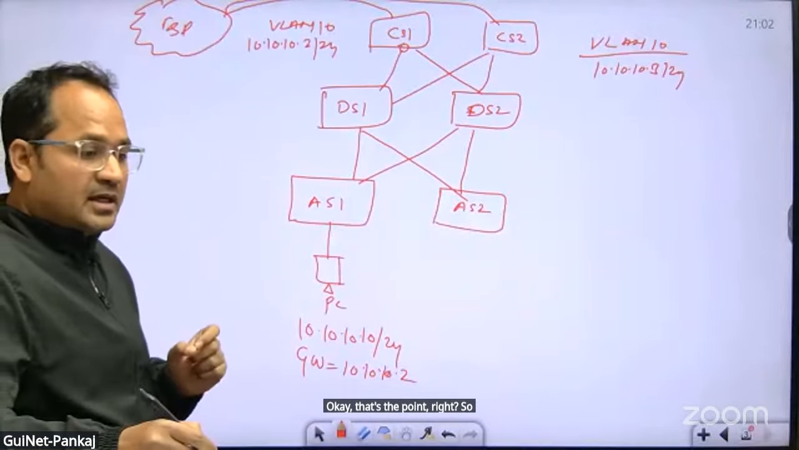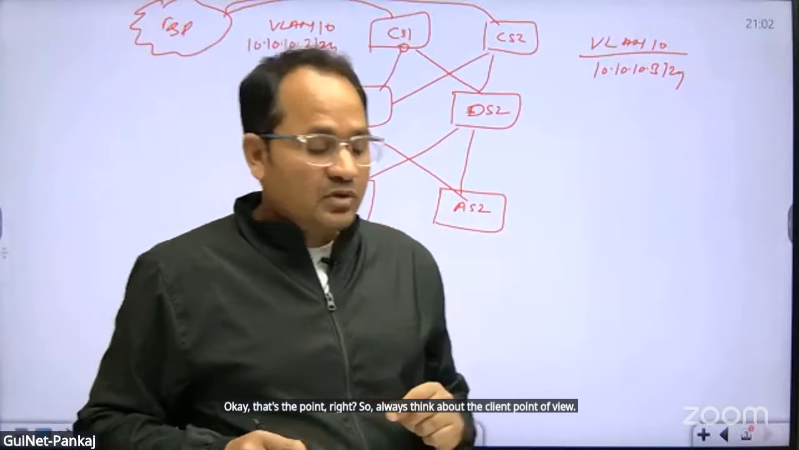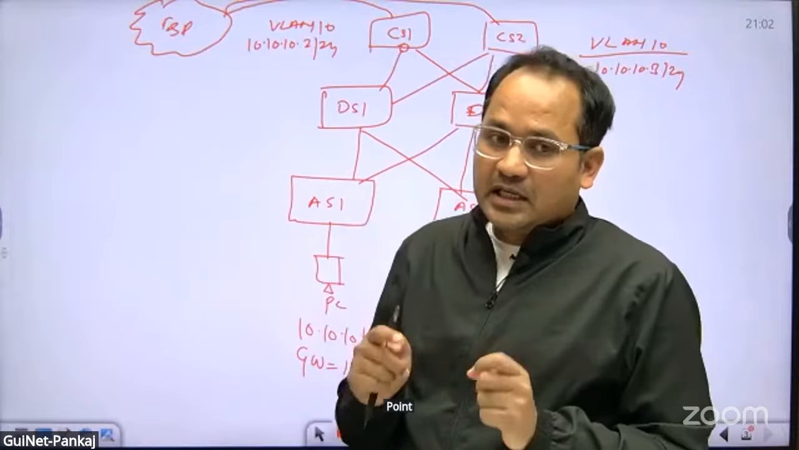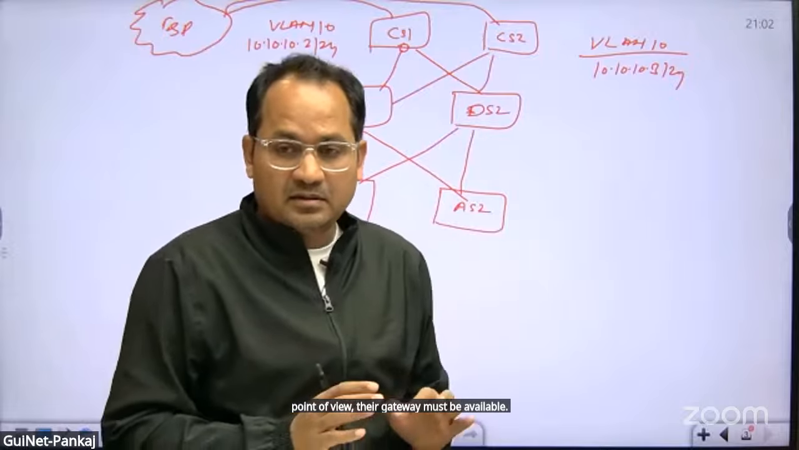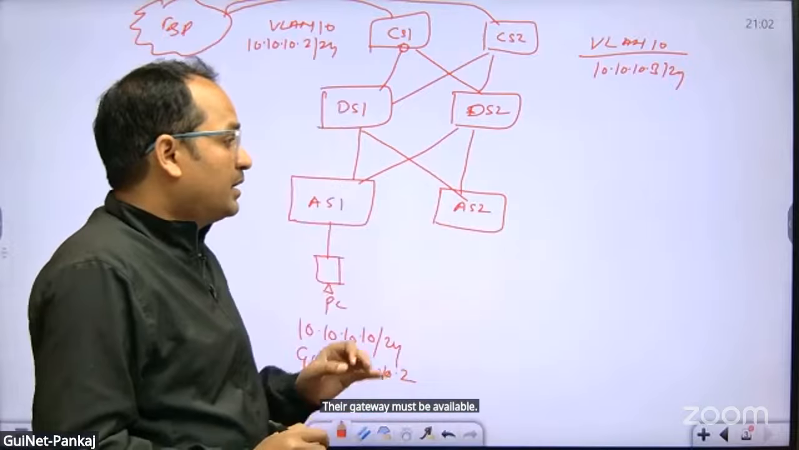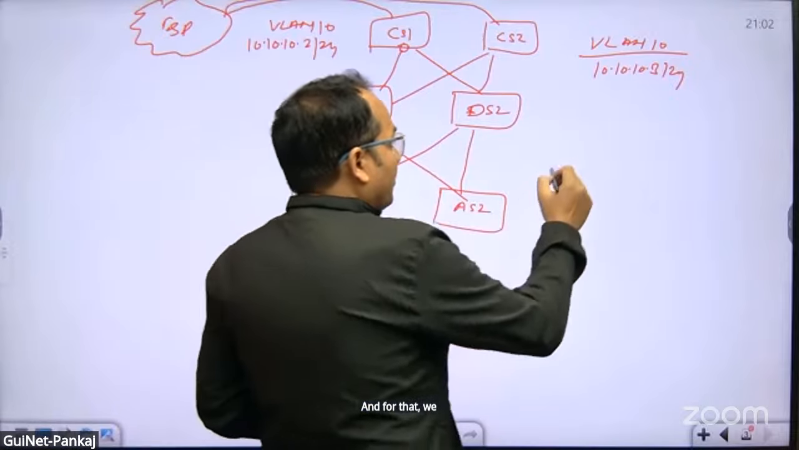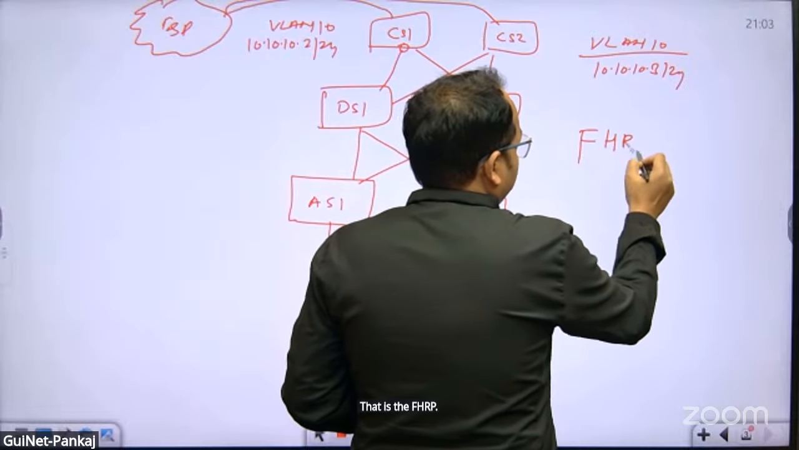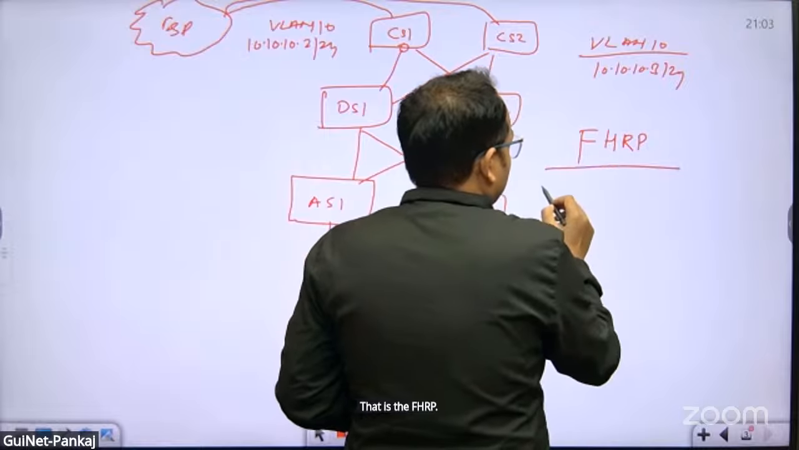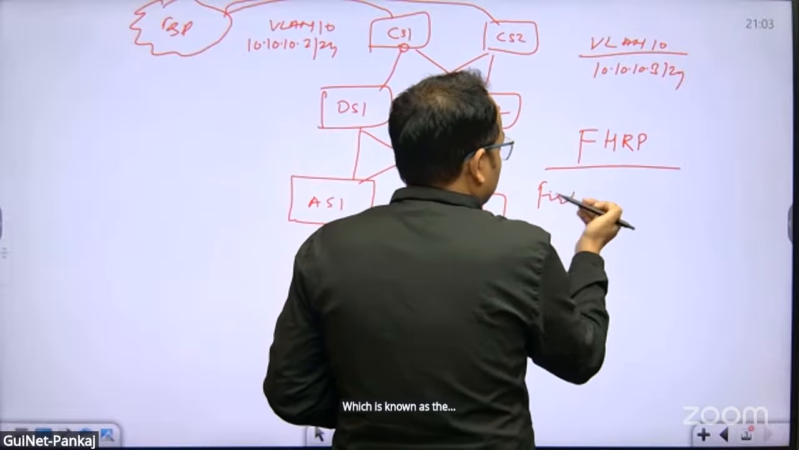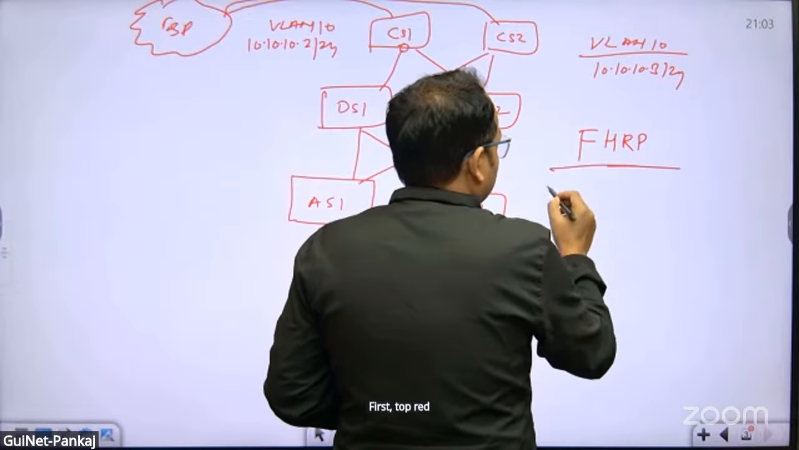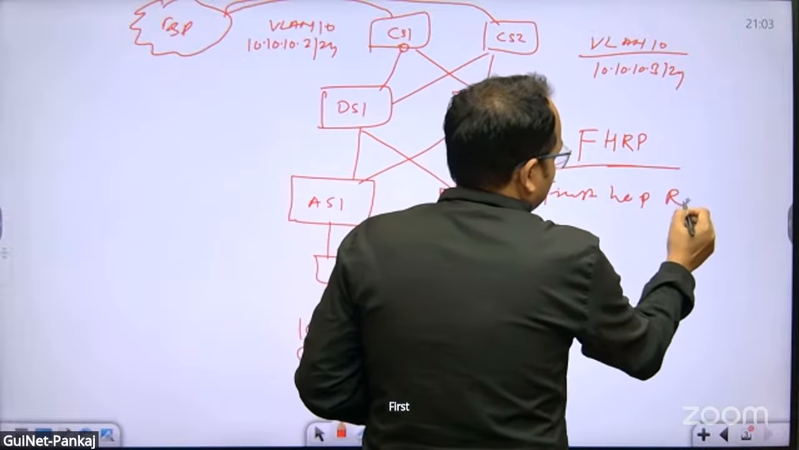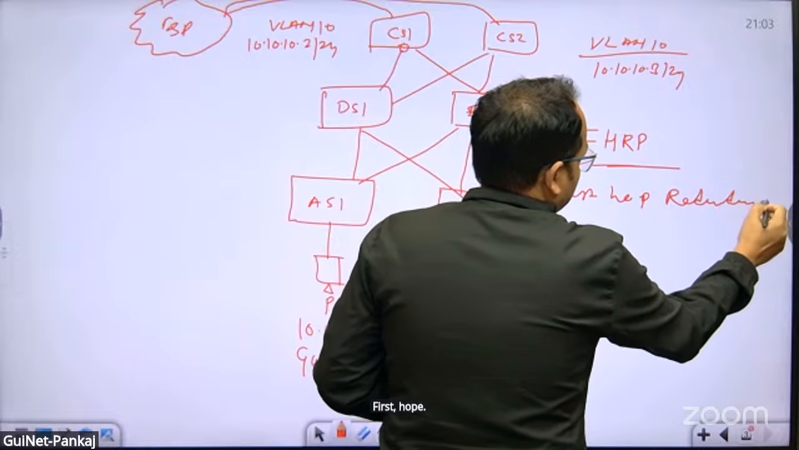So always think from the client's point of view. Whenever you want to design anything from the client's point of view, their gateway must be available. Their gateway must be available. And for that, we have a very important protocol, that is FHRP, which is known as the First Hop Redundancy Protocol. First Hop Redundancy Protocol.